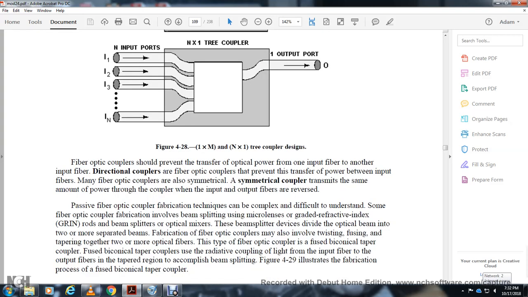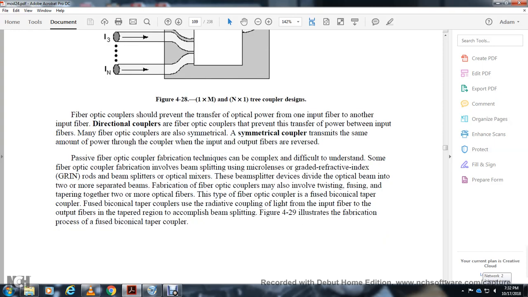Ideally, a fiber optic coupler should prevent the transfer of optical power from one input port to another input port. The fiber optic coupler is directed and designed to prevent the transfer of power between input fibers. Many fiber optic couplers are also symmetrical. Symmetrical couplers transmit the same amount of power through the coupler from input to output or in reverse.